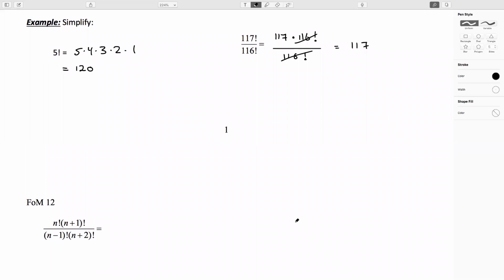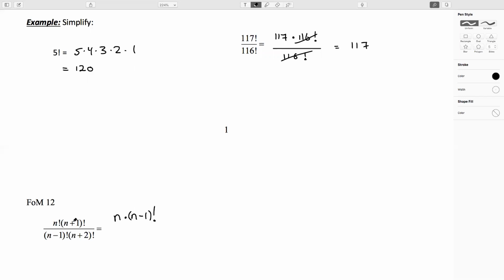Let's try this idea, but we're going to try it with variables instead of actual numbers, and we're going to see what we're able to cancel out. Okay. Now, I've got an n on the top, an n minus 1 on the bottom, an n plus 1 on the top, and an n plus 2 on the bottom. And I'm going to try to expand these out as much as possible. I'm going to take n, and I'm going to expand it into n times n minus 1 factorial. I still have my n plus 1 factorial.